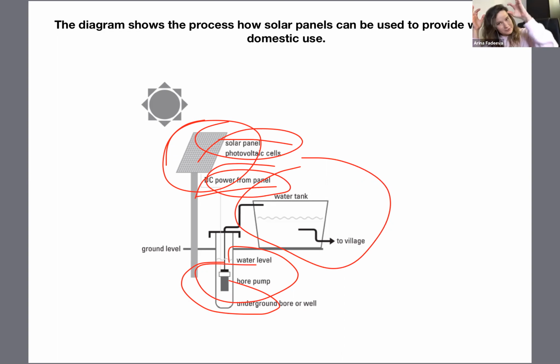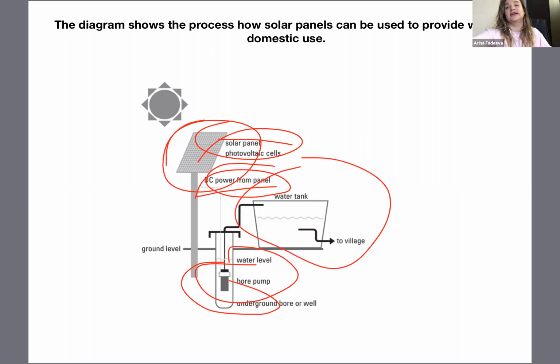So in processes, it's a little bit different. We don't have any data to compare, so we just describe it. We don't compare anything here. We just describe. And in the overview, we write the big picture: how many stages, how many areas involved in this particular diagram. And then we just describe.